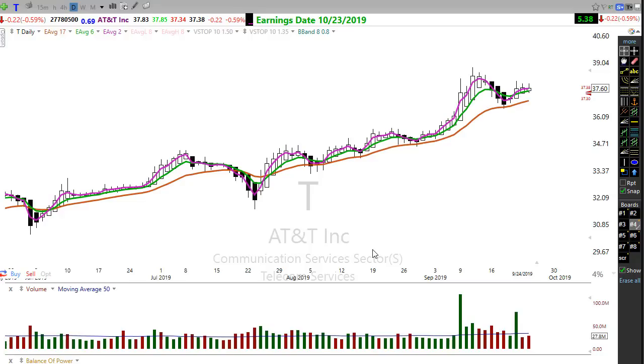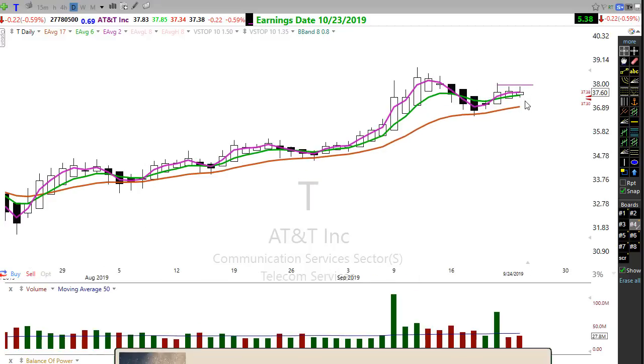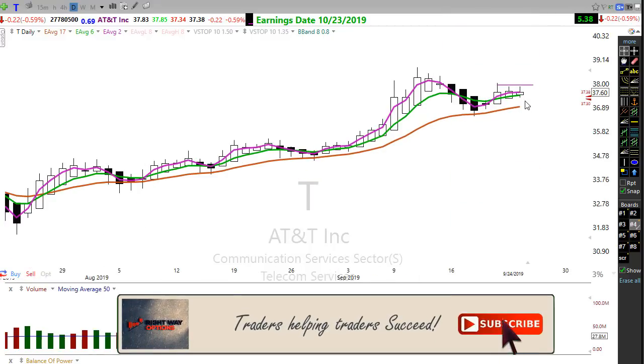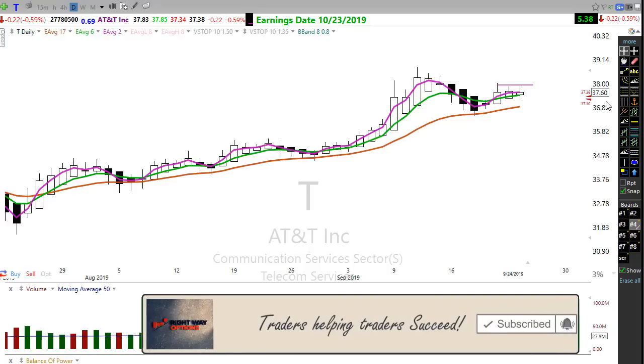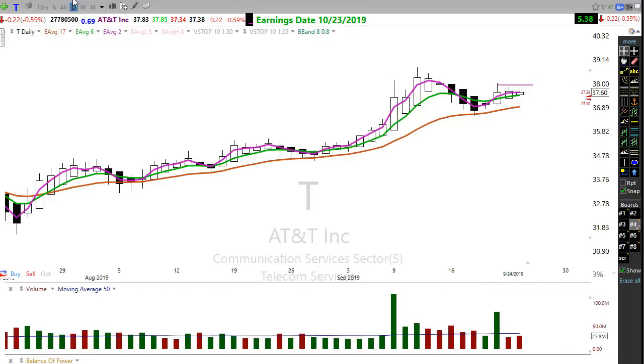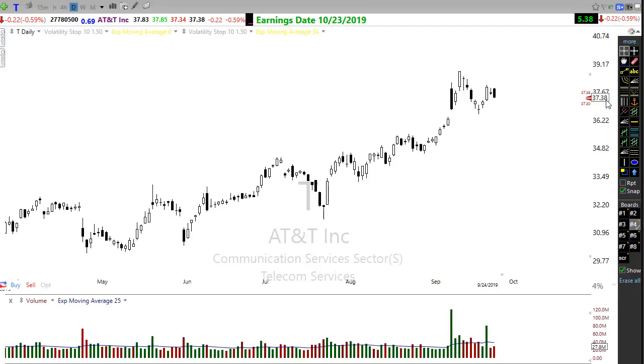Now, one of the things that is a disadvantage or a problem with Heikin-Ashi is, because it's an average, you don't get the actual current price of the stock. So for example, it's showing on Heikin-Ashi that our price is $37.60. If we go over here to this chart, you can see it's $37.38. That's the actual price of the stock. So that's one of the downfalls to the Heikin-Ashi.